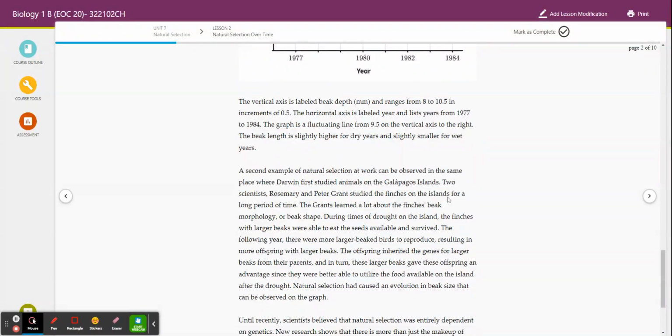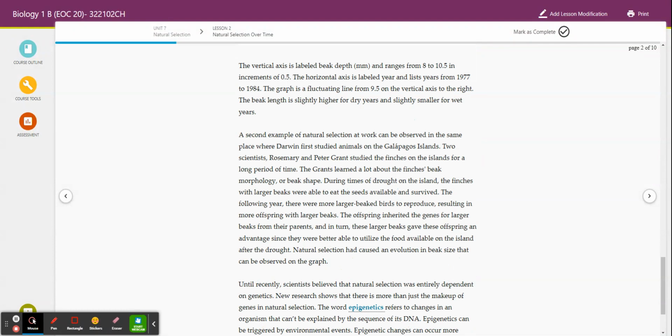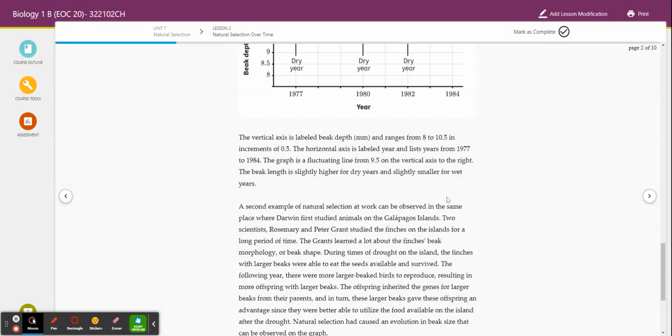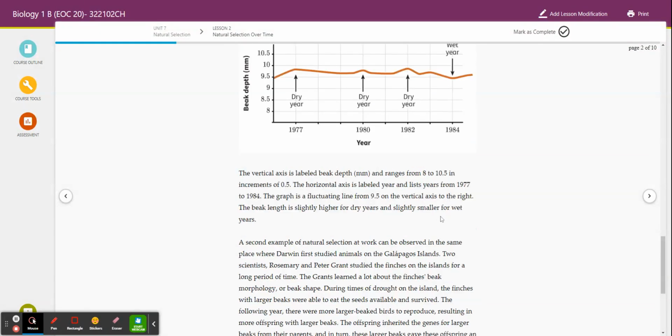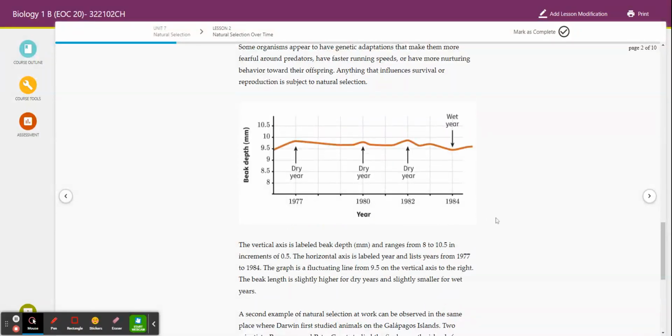The vertical axis is labeled beak depth and ranges from 8 to 10.5 in increments of 0.5. The horizontal axis is labeled year and lists years from 1977 to 1984. The graph is a fluctuating line from 9.5 on the vertical axis to the right. The beak length is slightly higher for dry years and slightly smaller for wet years.